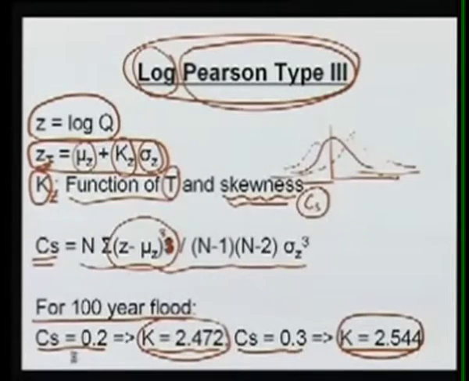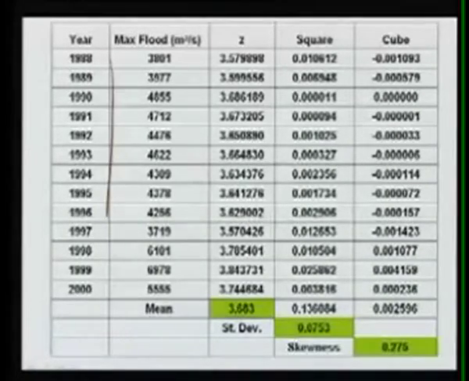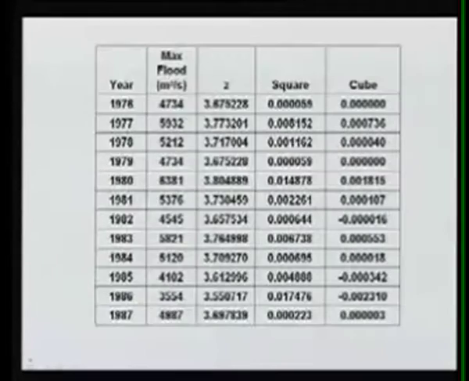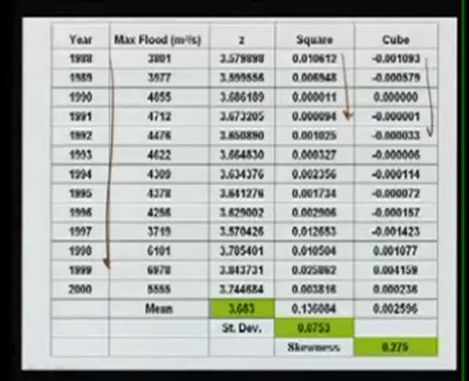The data is shown here, the same data from 1976 to 87 in this figure, and then up to 2000 in this figure. From this data we first transform it. This is log of q, so we transform q to its log. Then this is the difference squared, z minus mu z squared, and this is the cube, z minus mu z cubed. We find the squares and the cubes for all the data, and then we add them up.